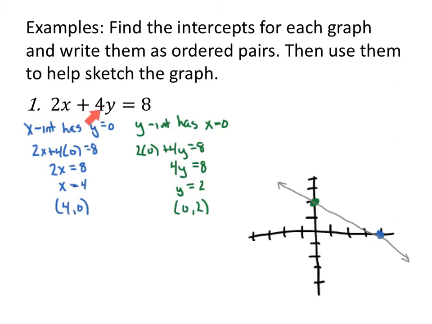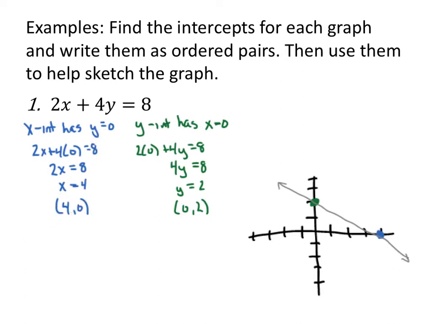If I have 2x plus 4y equals 8, I know the x-intercept has a y value of 0. I'm going to put a 0 in for y. So I'll have 2x plus 4 times 0 equals 8. But what is 4 times 0? It's almost like I'm covering this up. And when I cover it up, what am I left with? I'm left with 2x equals 8. If 2x equals 8, I know x equals 4.